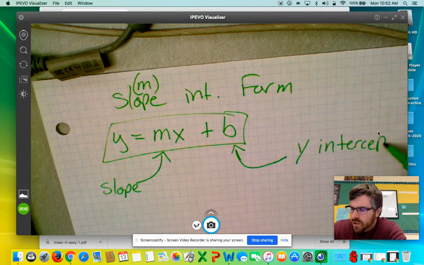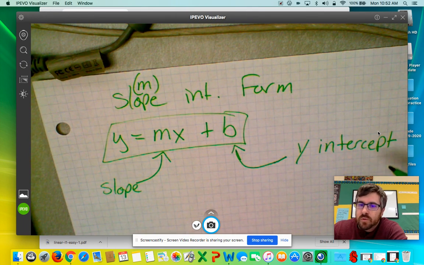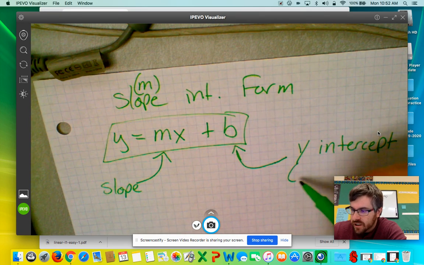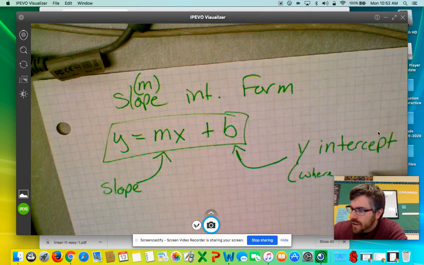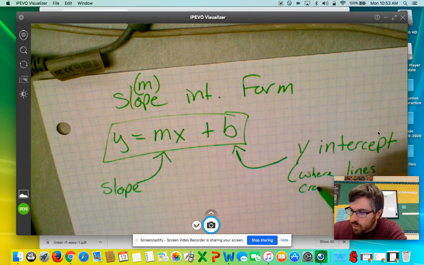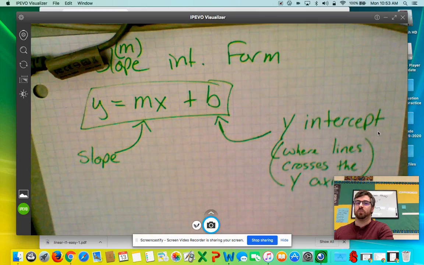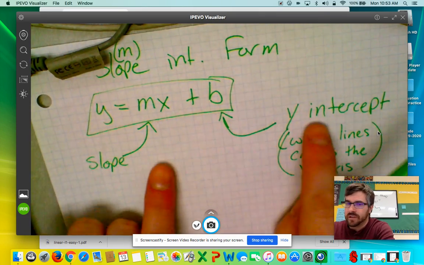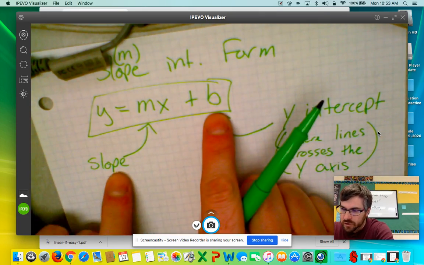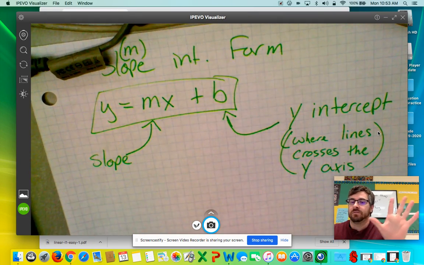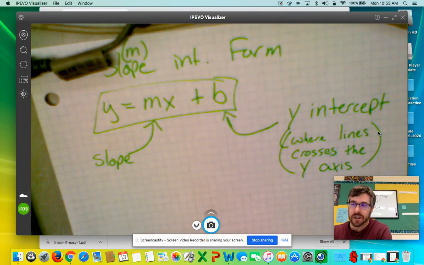y-intercept. What is the y-intercept? It's where it crosses the y-axis. Where what crosses? Where the line crosses the y-axis. Okay. If you know this is y, and you know your slope goes there, that's it. You are in good shape.